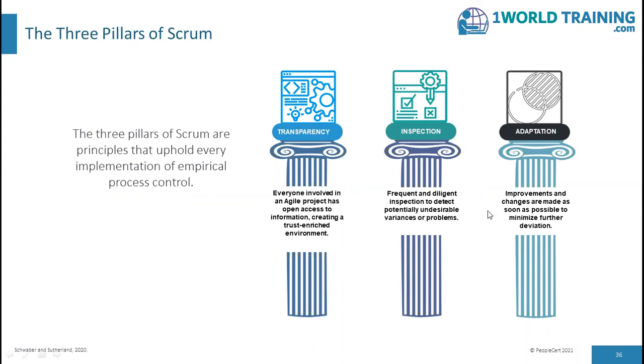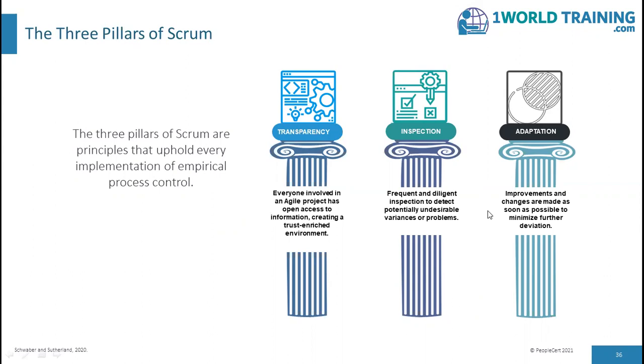Adaptation: improvements and changes are made as soon as possible to minimize further deviation. Meaning, if any aspects of a process deviate outside acceptable limits, or if the resulting product is unacceptable, the process being applied or the materials being produced must be adjusted. The adjustment must be made as soon as possible to minimize further deviation.